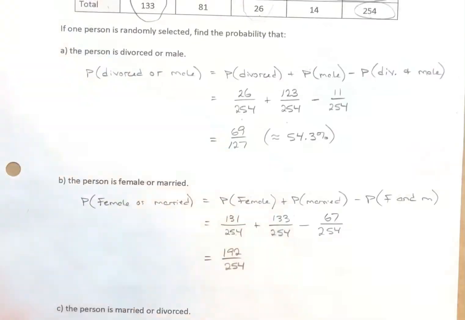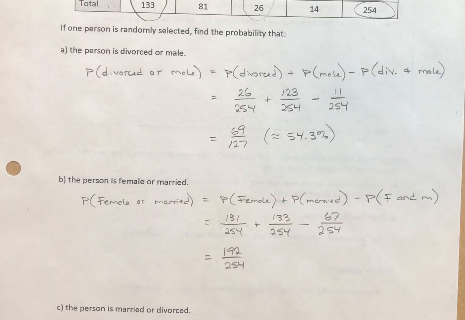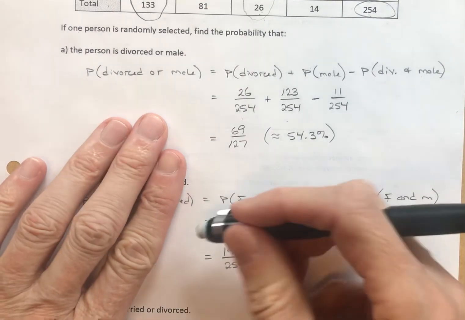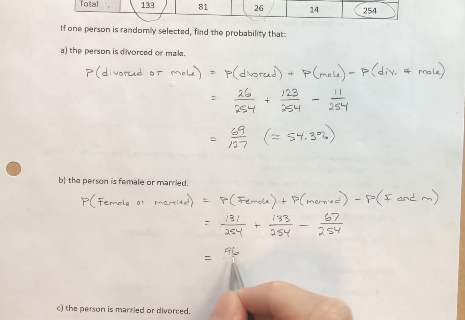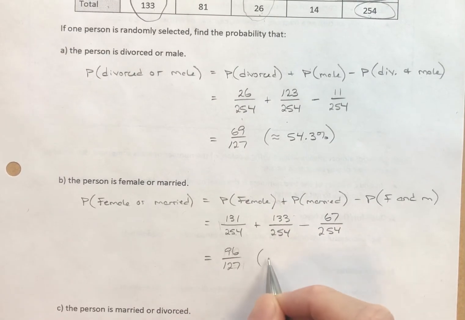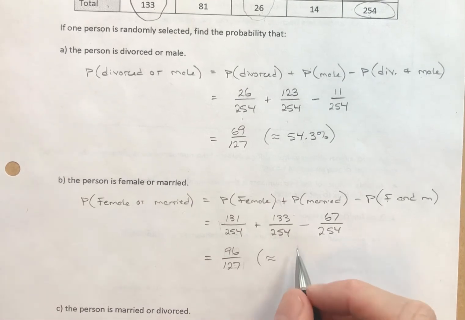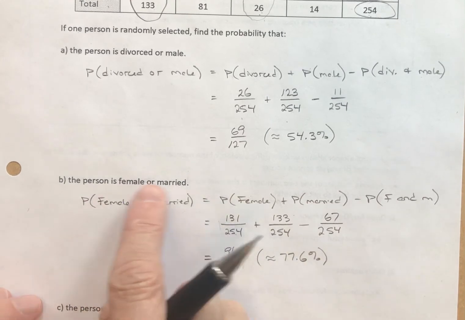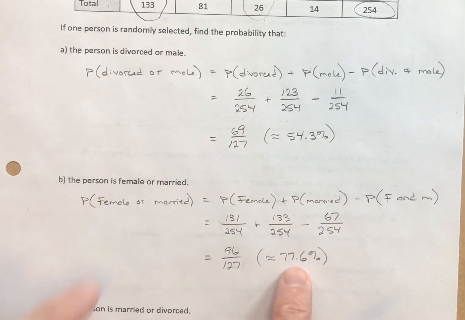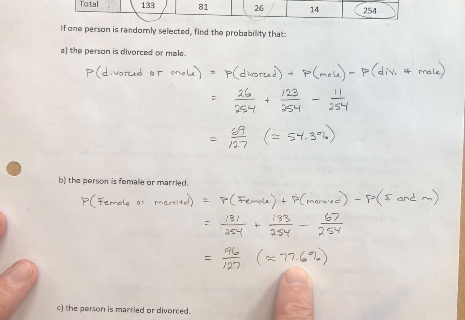Let's go ahead and do that. Let me go ahead and do this. I thought I had it done. 192 divided by 254 as a fraction. Looks like it should be 96 out of 127. That's the simplified, and that's approximately 77.6%. So if I reach in and I want to pull out a female or someone who's married, I have over 75% chance of doing that.